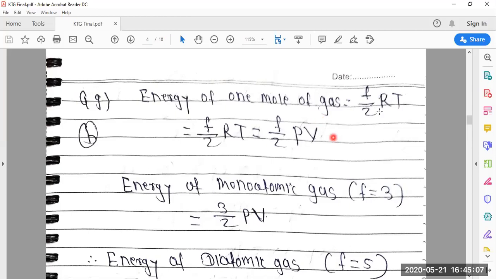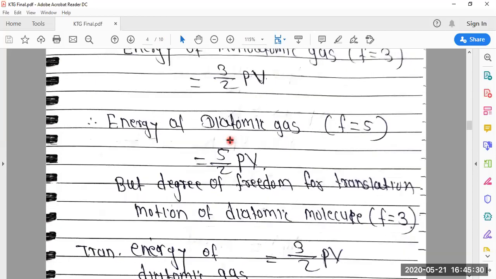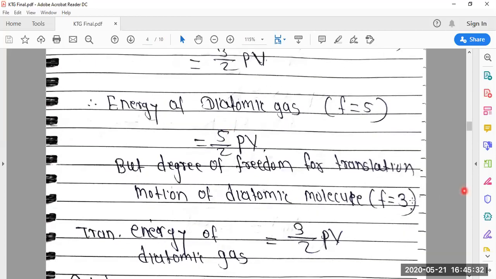We know that this kinetic energy is directly proportional to the degrees of freedom. This small f is the degree of freedom. This is the relation. The degree of freedom means the number of independent variables on which the motion depends. So for the translational motion of a diatomic molecule, it consists of 3 degrees of freedom. But the total motion, that is rotational and translational, consists of 5 degrees of freedom. For the total kinetic energy, when it consists of translational and rotational motion, we get the energy 5 by 2 PV.